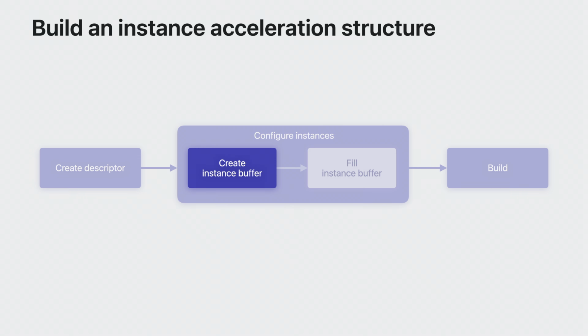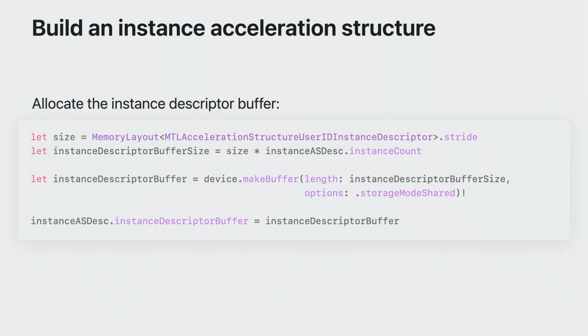First, allocate a buffer to store the per-instance data. The size of this buffer depends on the number of instances and the size of each instance descriptor, but it's allocated just like any other Metal buffer. Once you've allocated the buffer, assign it to the instance acceleration structure descriptor.